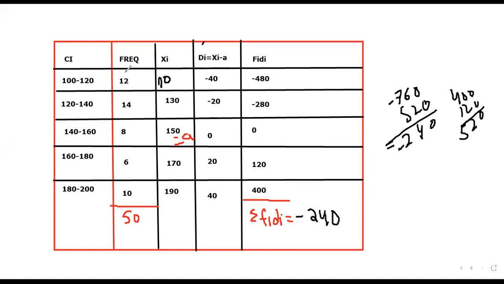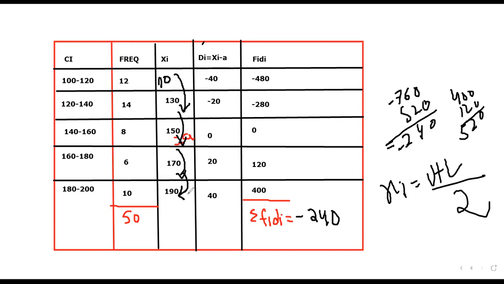Now we calculate xi, the class mark. The class mark formula is upper limit plus lower limit divided by 2. So 120 plus 100 is 220, and 220 by 2 is 110. After that, no need to calculate upper limit plus lower limit divided by 2 every time. Just add the class size, which here is 20, to each class mark. So 110 plus 20 is 130, 130 plus 20 is 150, 150 plus 20 is 170, and 170 plus 20 is 190.